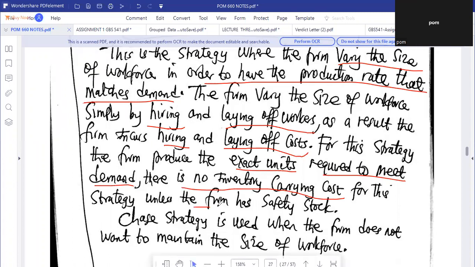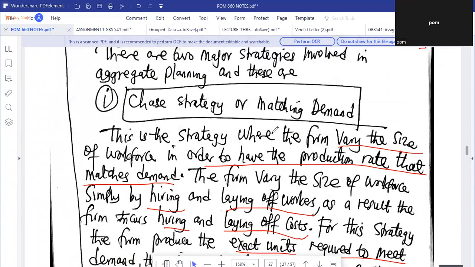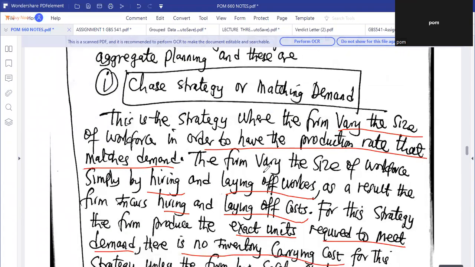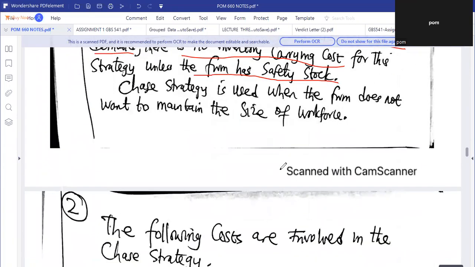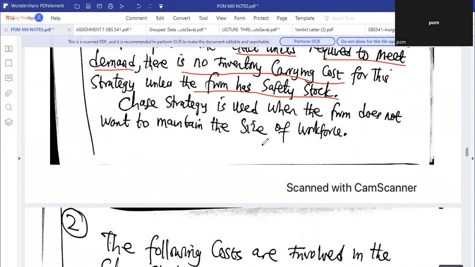Unless the firm has a safety stock, a buffer stock that they should keep to cushion demand. So there is no inventory carrying cost because you produce as per exact demand for the chase strategy. So these are the major components that you need to know as we look at the chase strategy, the first strategy in aggregate planning. Of course, the chase strategy is used when the firm does not want to maintain the size of its workforce.